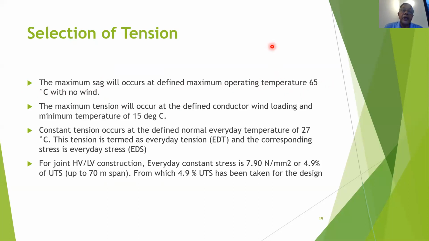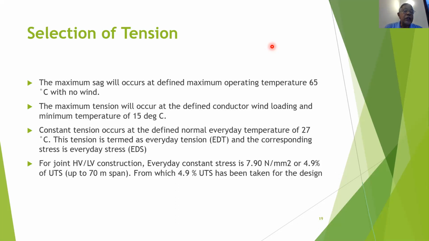Here, this particular line has been designed for a temperature of 65 degrees, and the maximum sag will occur at 65 degrees, no wind. If you are designing with an ACCC conductor, then at 170 degrees, no wind, you get the maximum sag. The maximum tension will occur at the lowest temperature with wind.